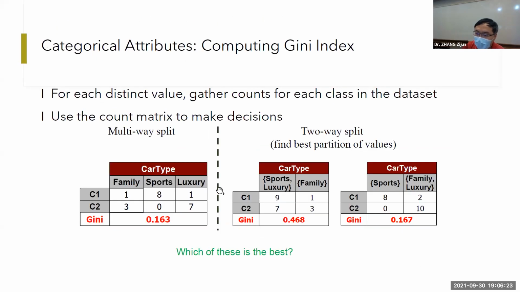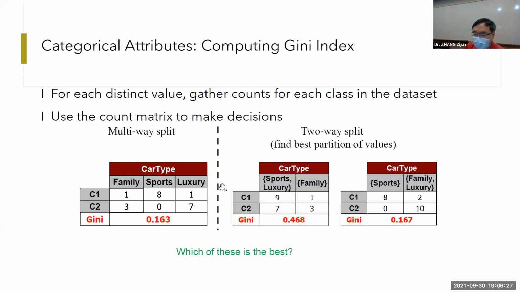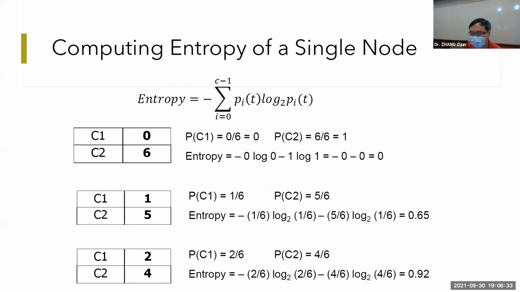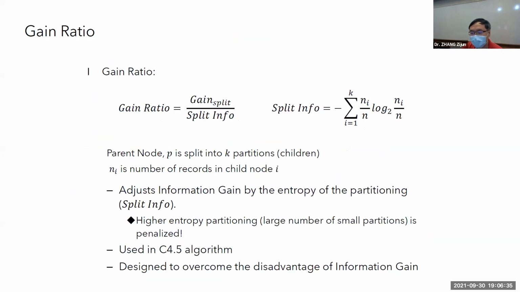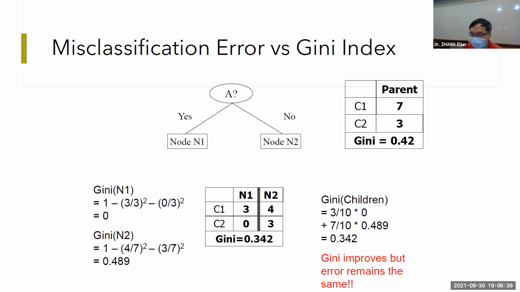We talked about the Gini index. For those measures, we talked about three very famous measures: the Gini index, entropy, and classification error. We introduced hand calculation examples so that everyone can understand the concept well.